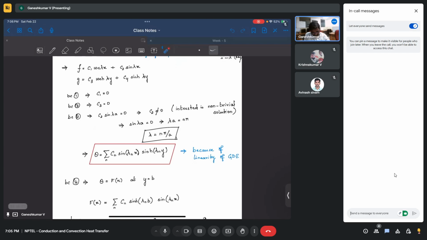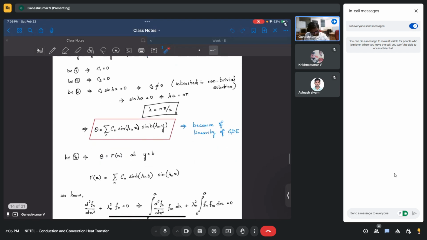You apply boundary conditions to find the C's, and you will end up having an eigenvalue problem, which means you will have multiple solutions. For different n you have different solutions, which means a summation of all these is also a solution. So that's why we write it as a linear combination of all these solutions together, a summation.